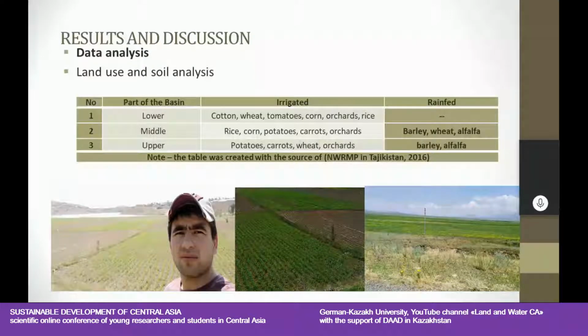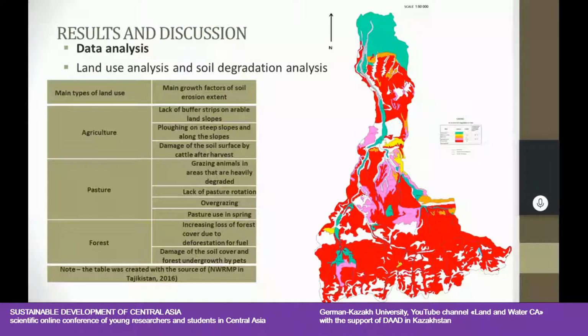So coming to soil degradation, it was found the causes of such kind of degradation. For example, talking about pasture, we have found grazing animals in areas that are heavily degraded, and overgrazing leads to such kind of degradation.